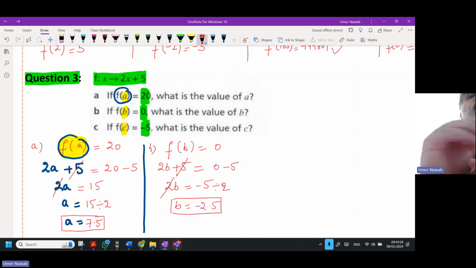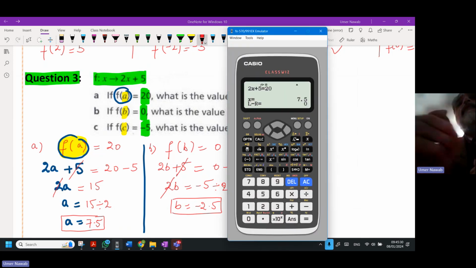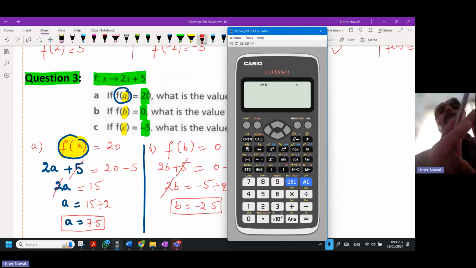I want to check my answer from the calculator. How? Again, guys, I will repeat it. When the output is given and I'm looking for input, I have to use the equation solver technique from the calculator.